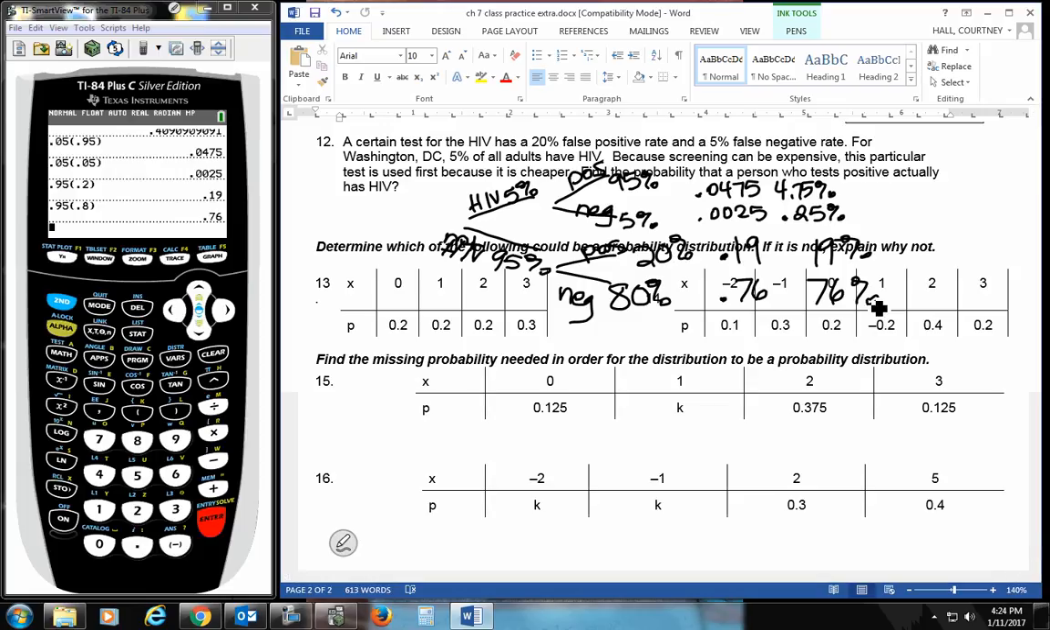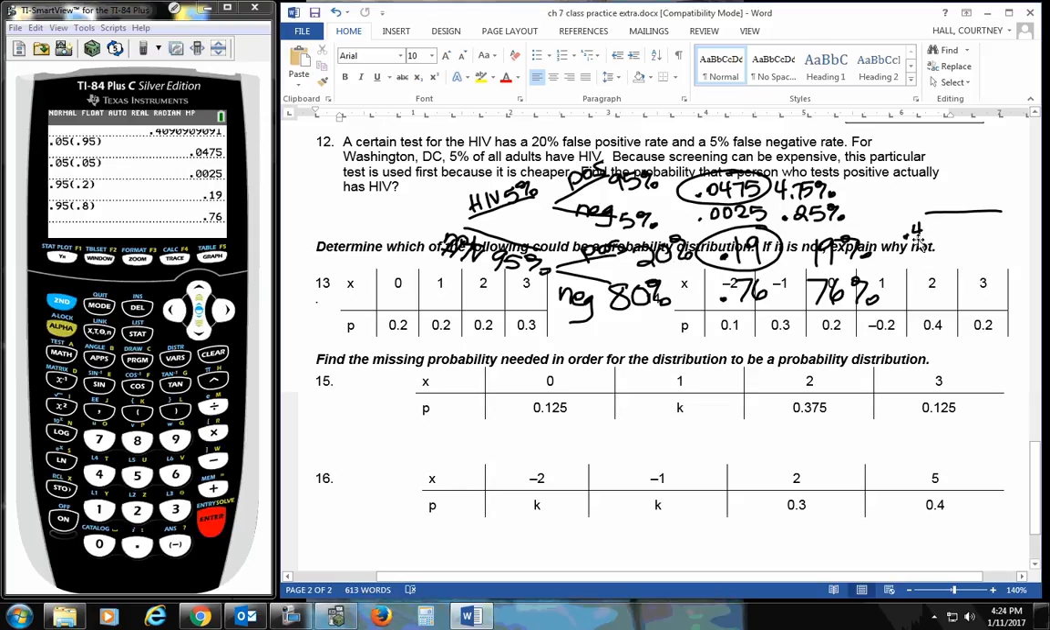So I got it. It says find the probability that a person who tests positive actually has HIV. So we're going out of people who test positive. On the bottom of our probability fraction, we want everybody who tests positive, their probability. So I'm going to do the 0.0475, and we also want to add in the 0.19. That's everybody who tested positive. Sorry, it's 0.0475 plus the 0.19. And then we want only the people who test positive who actually have it, so that is the 0.0475 only.